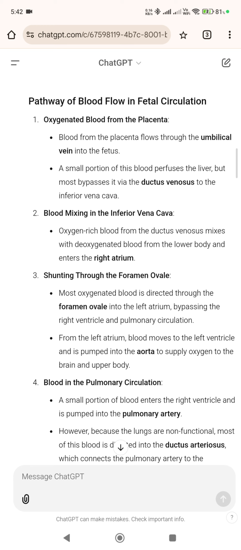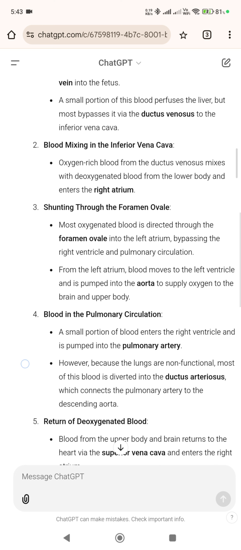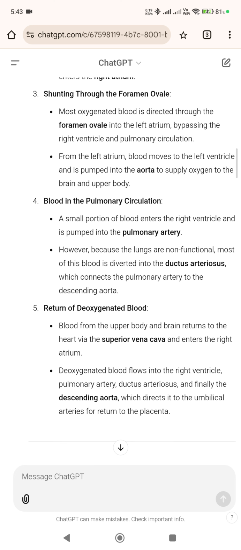2. Blood mixing in the inferior vena cava. Oxygen-rich blood from the ductus venosus mixes with deoxygenated blood from the lower body and enters the right atrium. 3. Shunting through the foramen ovale. Most oxygenated blood is directed through the foramen ovale into the left atrium, bypassing the right ventricle and pulmonary circulation. From the left atrium, blood moves to the left ventricle and is pumped into the aorta to supply oxygen to the brain and upper body.